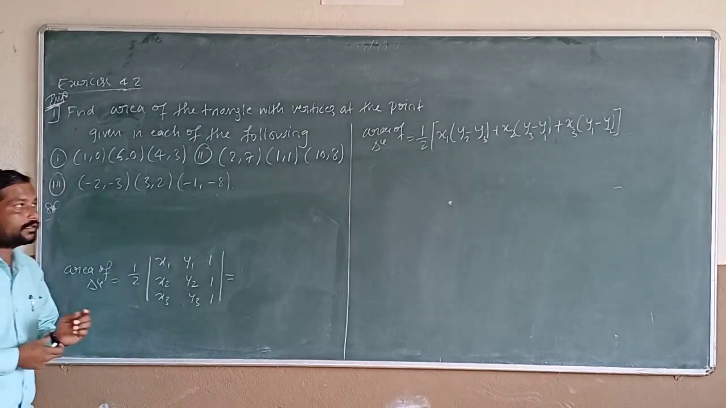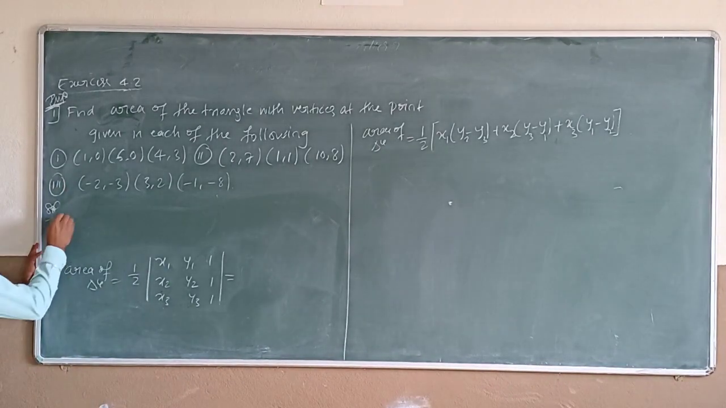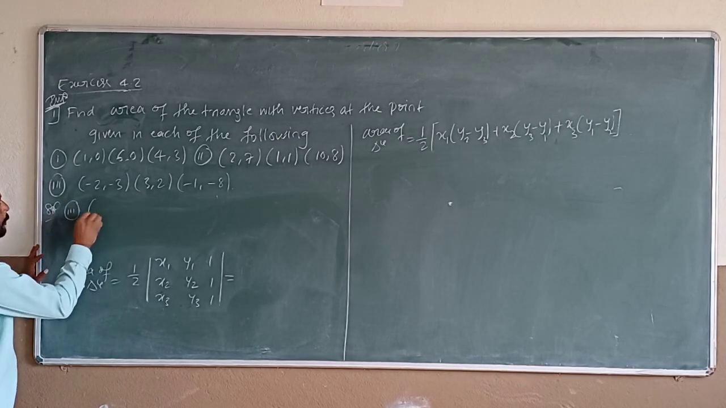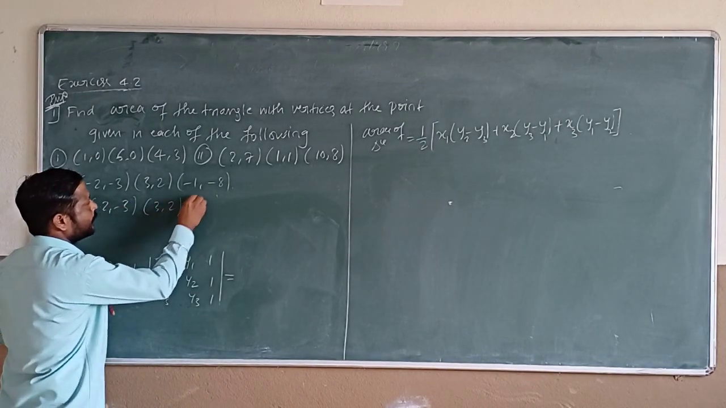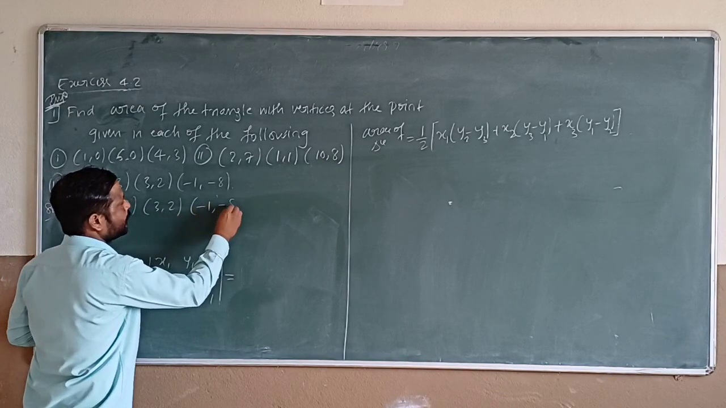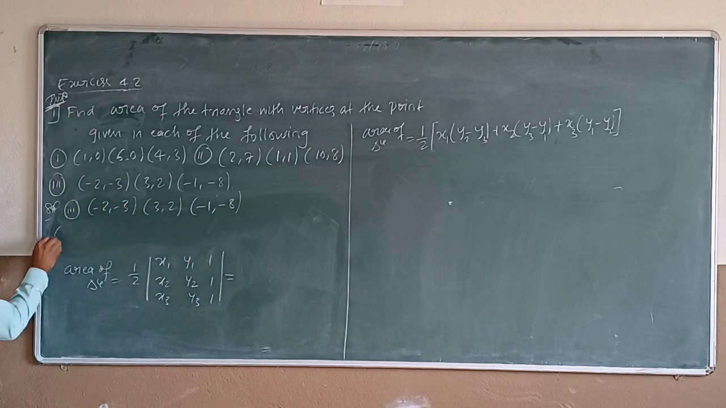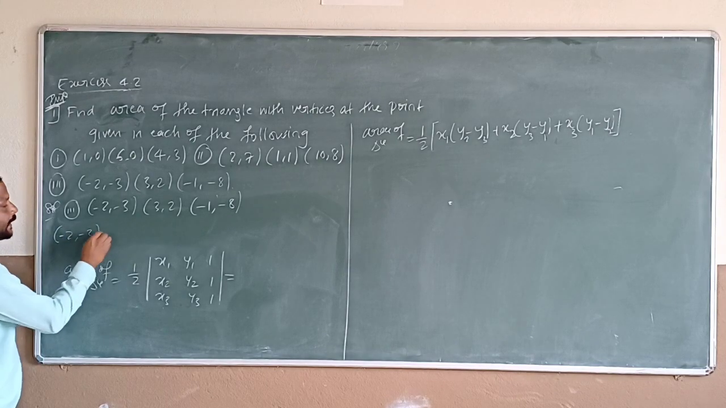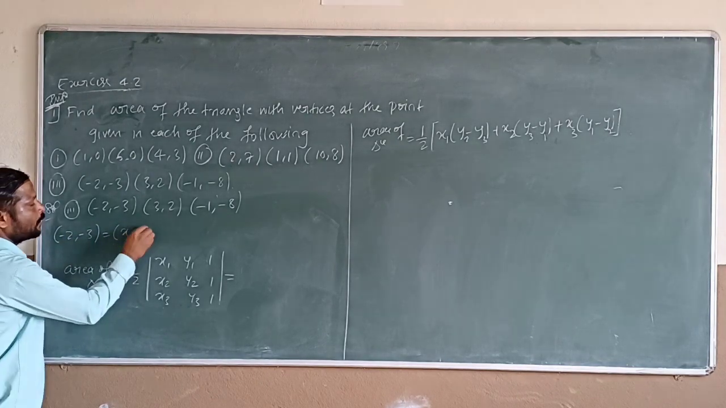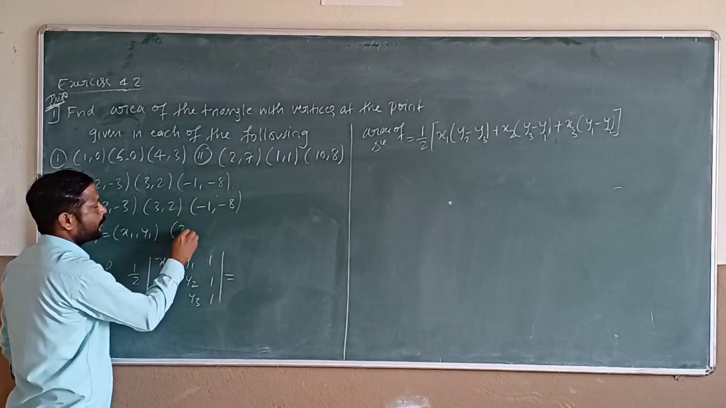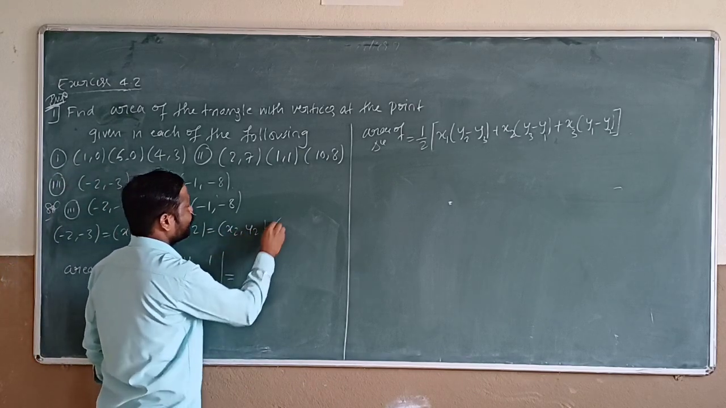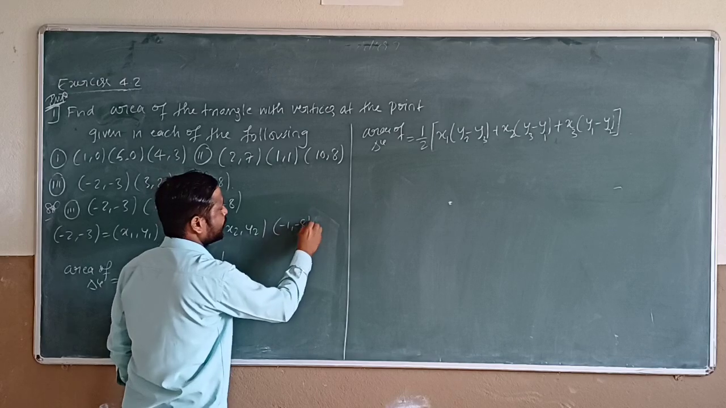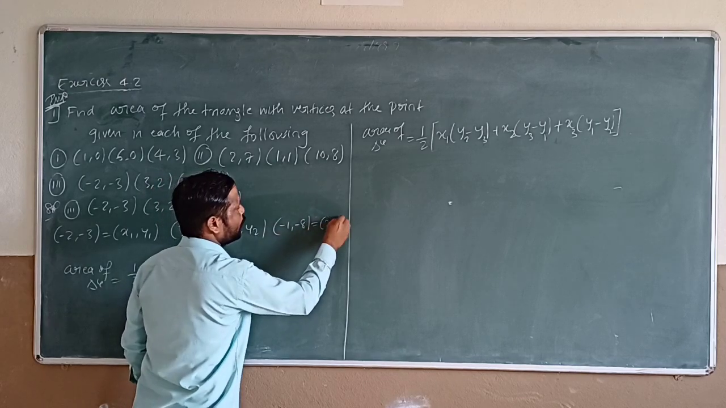Right, take up the last question, that is question number 3. Question number 3 is what? The first point is minus 2 comma minus 3, the second point is 3 comma 2, and the third point is minus 1 comma minus 8 now, right? The first point, minus 2 comma minus 3, can be taken as x1 comma y1, and the second point 3 comma 2 can be written as x2 comma y2, and the third point minus 1 comma minus 8 written as x3 comma y3 now.